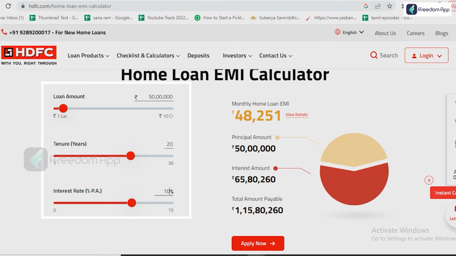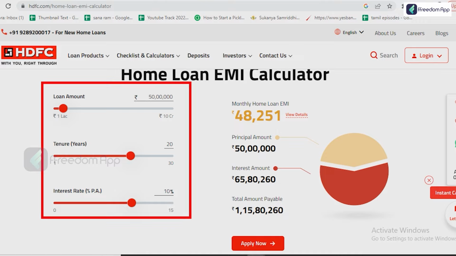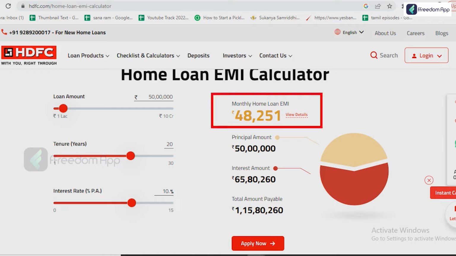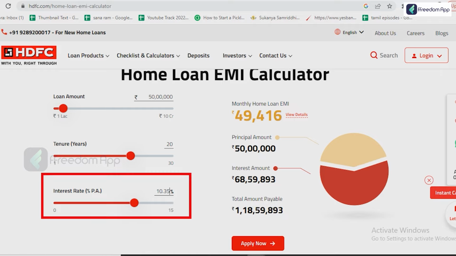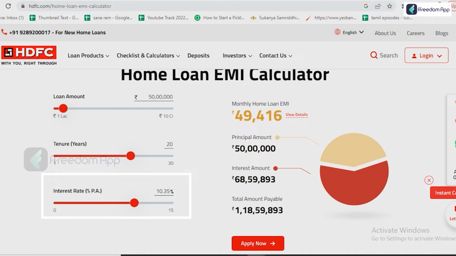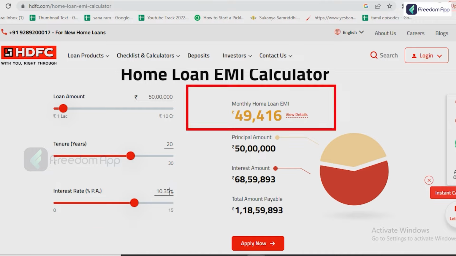Okay, so I have opened home loan EMI calculator and I have put in the loan amount, which is 50 lakh, and the tenure is 20 years. The rate of interest is 10%. So the monthly EMI which we would be paying is 48,251. Now I'm going to change this interest rate to 10.35%, which is the 35 basis points which has been increased. So once this is done, we will be paying 49,416.